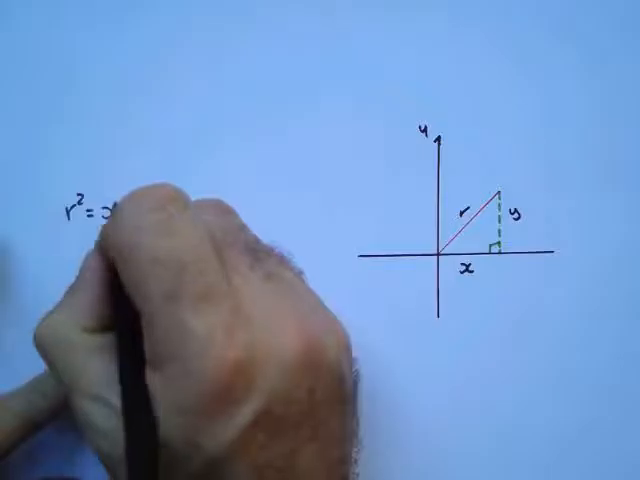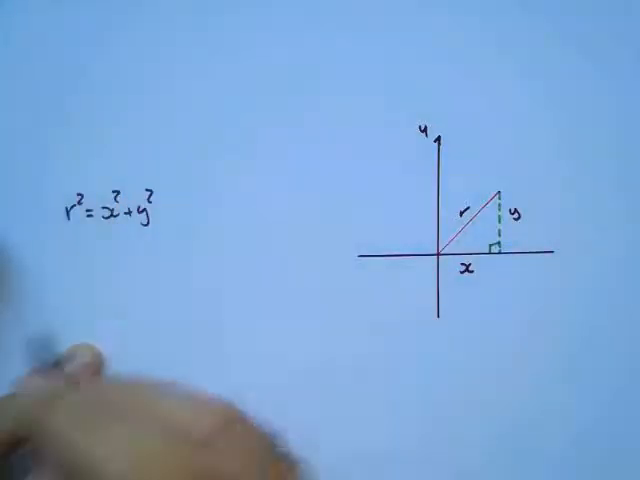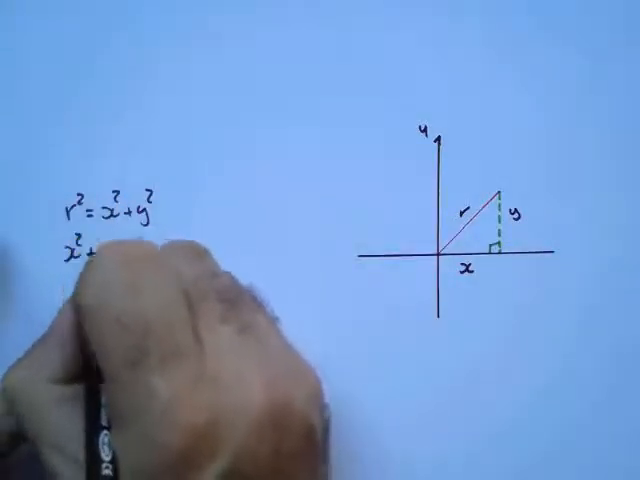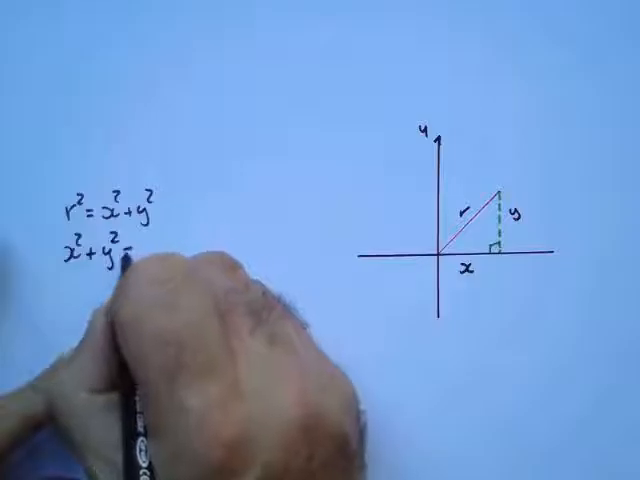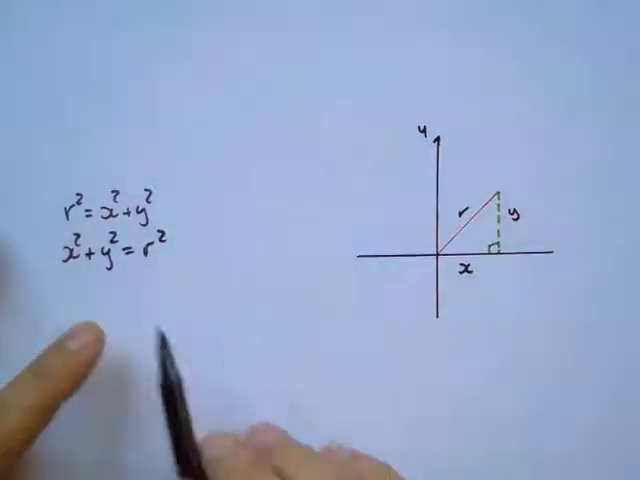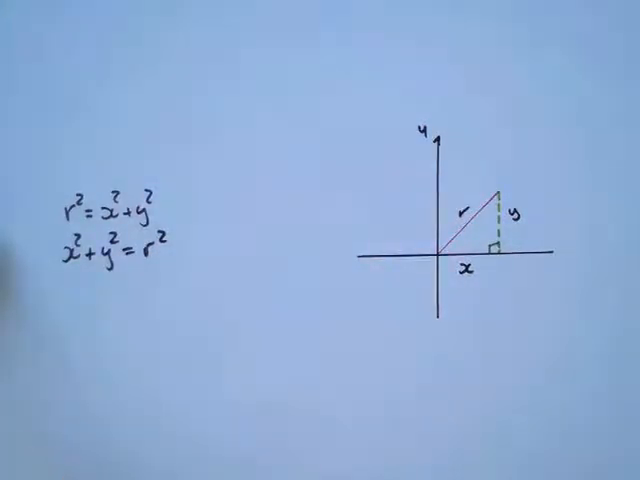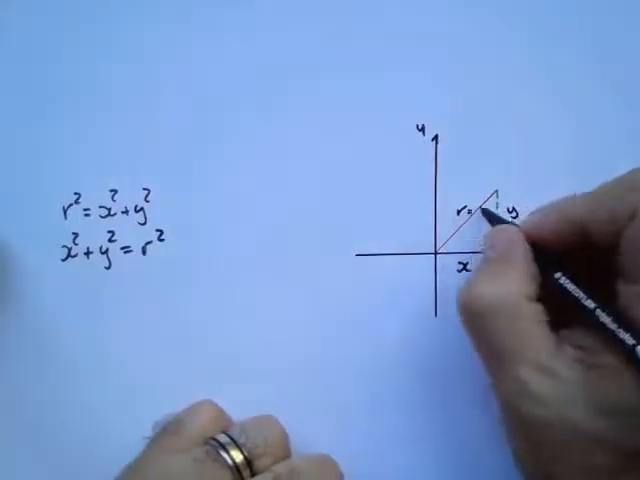r squared equals x squared plus y squared. Let's swap that around. Let's say that x squared plus y squared equals r squared, according to Pythagoras. Now, let's play a game. Let's say that r equals 1.